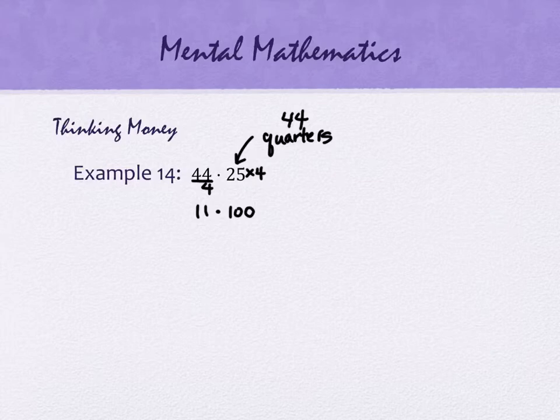25 times 4 is 100. It's a very friendly number. 100 is equivalent to $1, which is worth 100 cents. And then the 44 divided by 4 would be 11. And then what's 11 times 100? 1100.